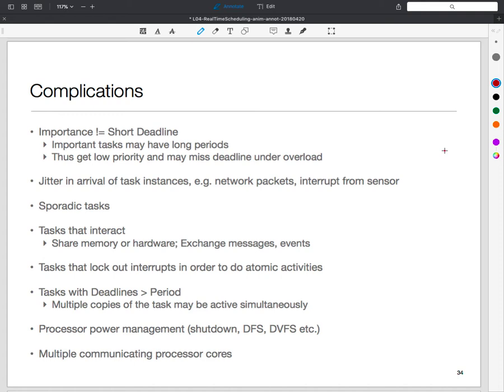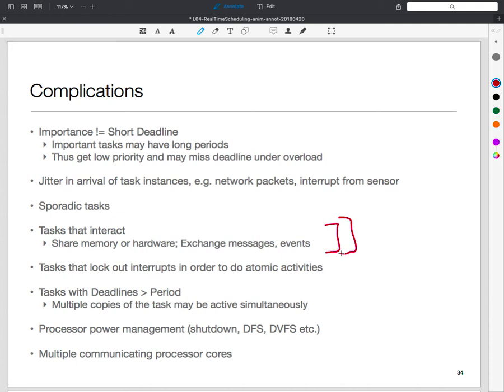This is an important one: what happens if the tasks are not independent? What if they interact with each other? What about tasks that can lock out the interrupt, disabling it for some time? Tasks with deadline greater than period: I already said there are no known results. What about processors with power management? They can shut down. In embedded systems, when you call wait under certain circumstances, it can put the CPU into a standby mode. So when a task arrives, it may take some additional overhead to reactivate the CPU.